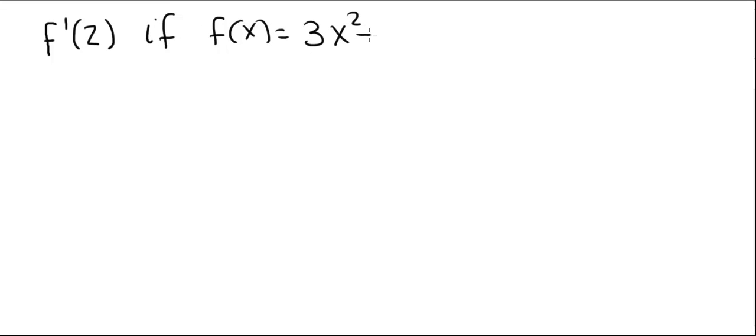We're going to use the definition of the derivative to compute f prime of 2 if f of x is equal to 3x squared minus 4x plus 12. We cannot use rules of differentiation to solve this problem. I'm going to use three different methods to find f prime of 2, and you decide which method works best for you or is the easiest to understand.